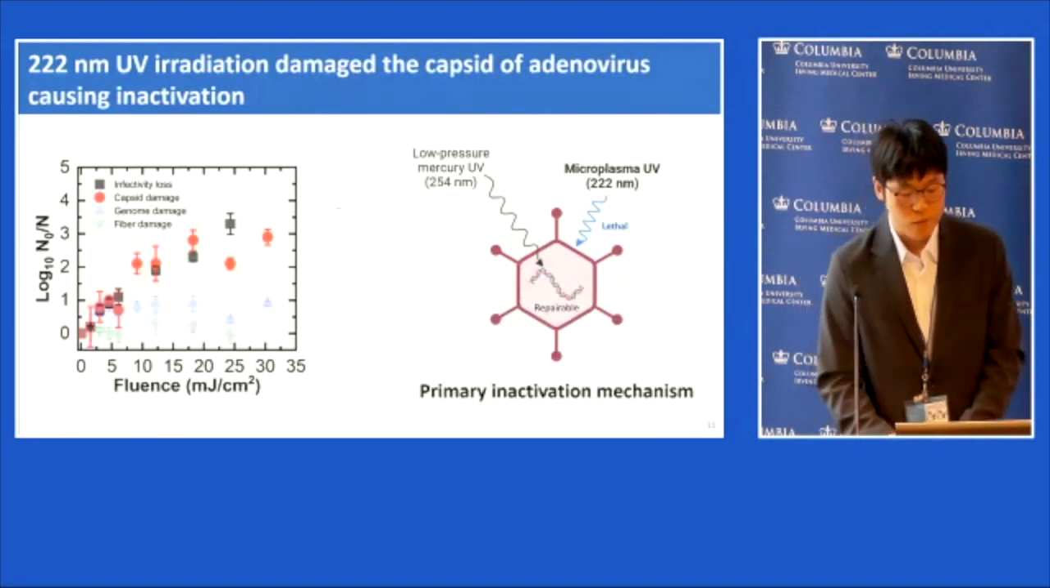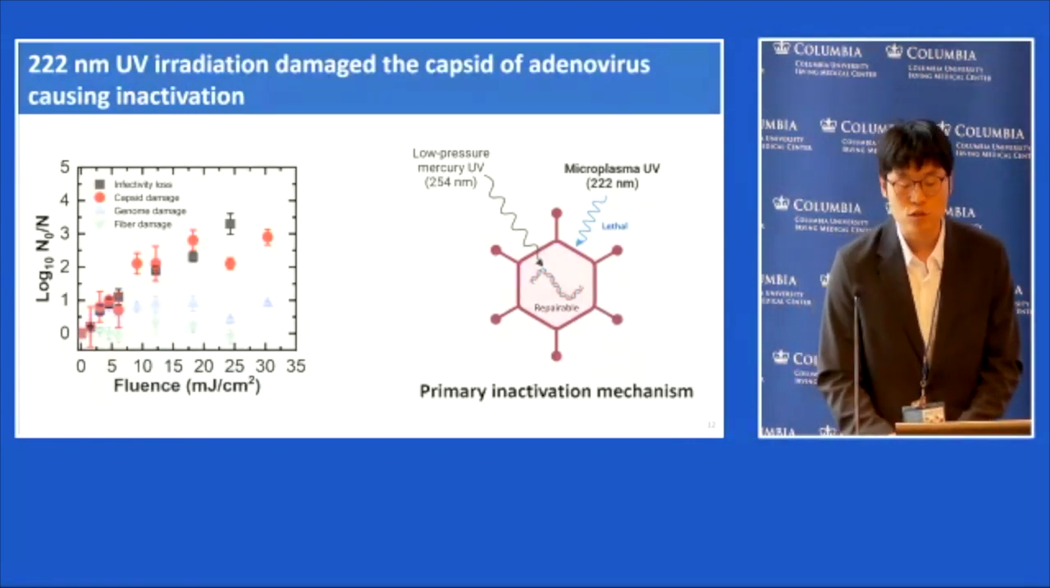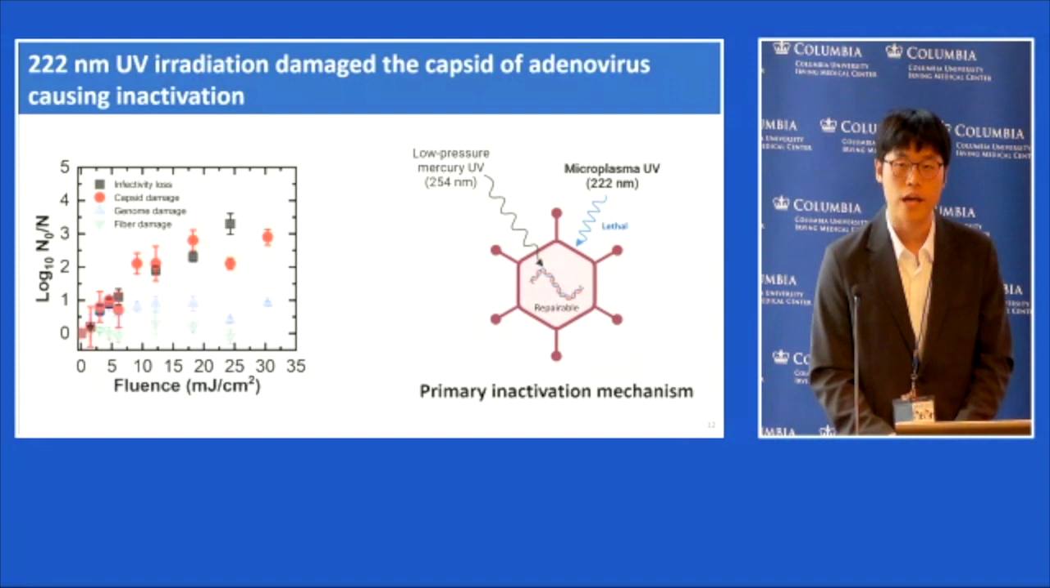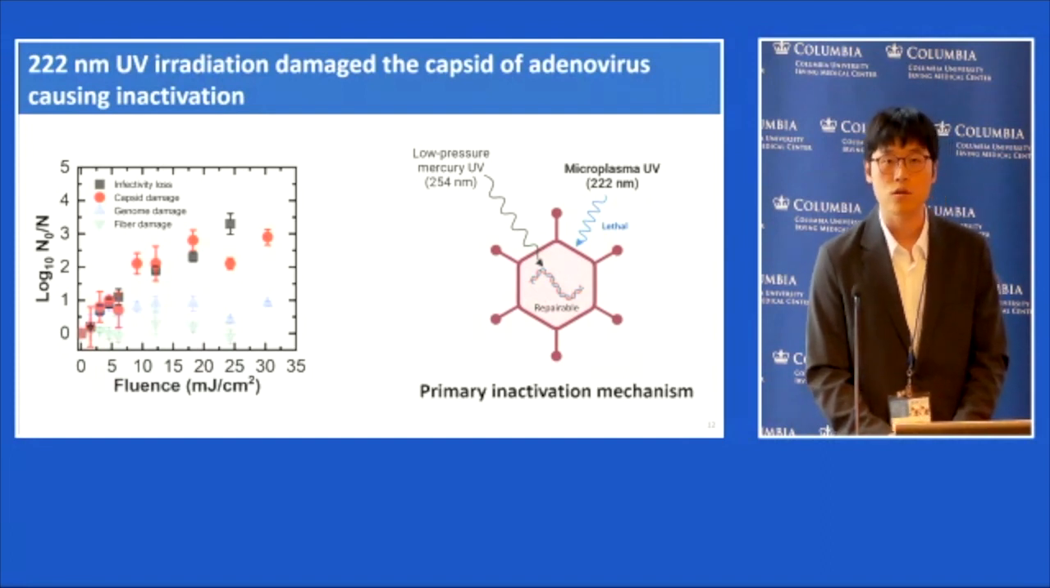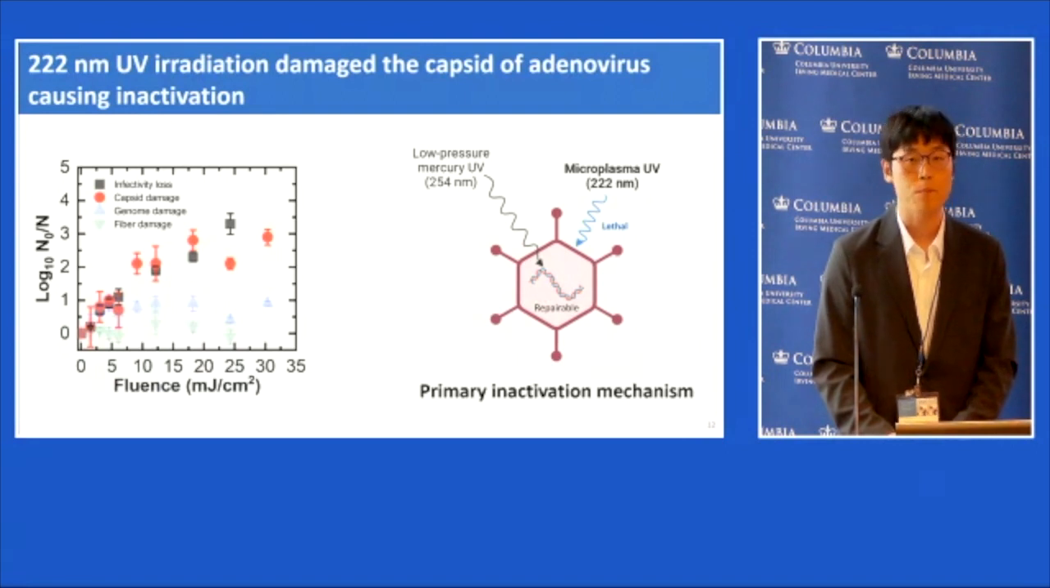We also confirmed capsid damage explained the infectivity loss very well, while the other two virus structures, including genome and receptor binding domain, are quite stable under 222 nanometer wavelength. So we concluded 222 nanometer wavelength primarily destroyed the capsid of adenoviruses, which results in virus inactivation. Please keep in mind that unlike genome damage, protein damage is not repairable. So this damage is lethal to adenoviruses. And this mechanism explains why Far-UVC is highly effective for virus inactivation.